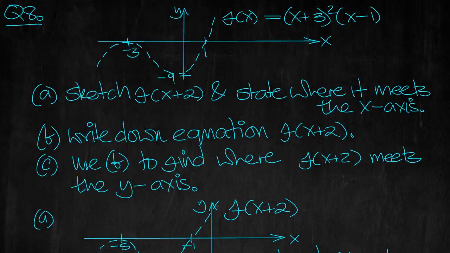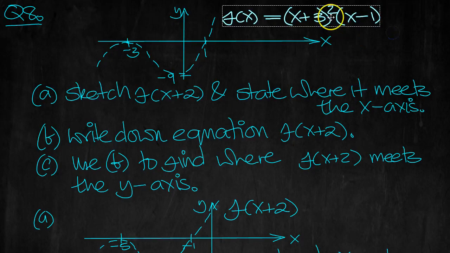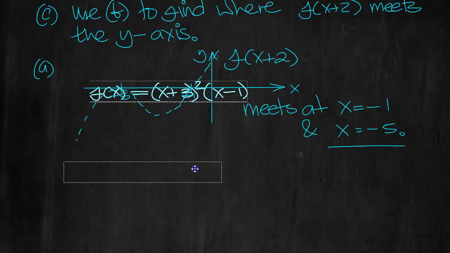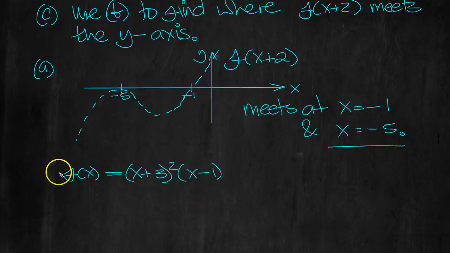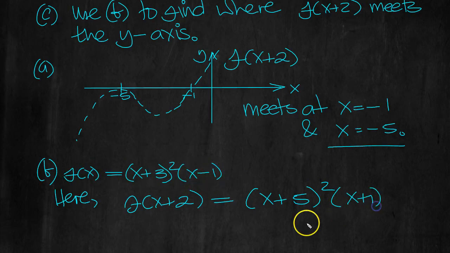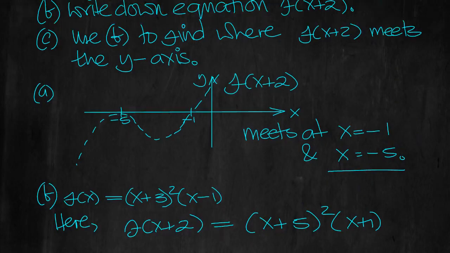Write down the equation of f(x+2). Okay, well there's f of x, so I'm just going to drag that and use that. So let's keep that in mind then, and we'll write down f(x+2) now. So there's f of x. So here f(x+2) is equal to, well the x becomes, the something becomes the x plus 2. So it's x plus 2 plus 3, which is x plus 5 squared, and then it's x plus 2 instead of here. x plus 2 minus 1 is x plus 1. Okay, so that's part B.